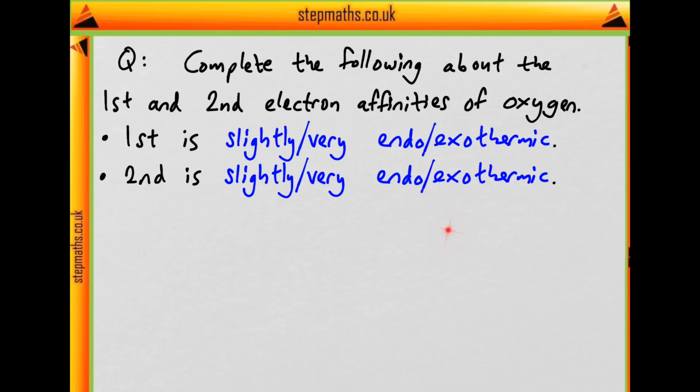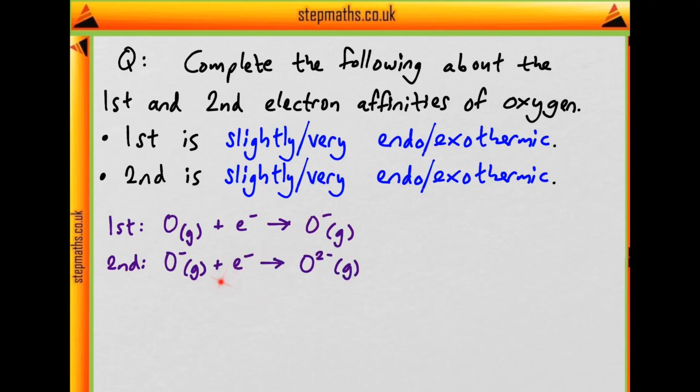So firstly, what's meant by the electron affinities? It's the enthalpy change for this process. The first one is adding one electron to a gaseous atom of oxygen to form the O- ion. Then, what's the second? That's adding an electron to that to form the 2- ion.